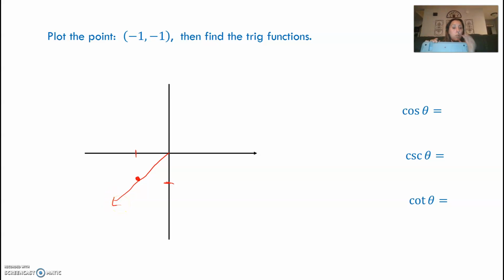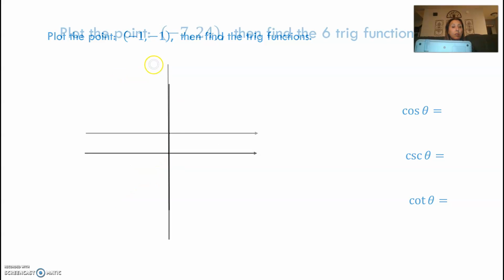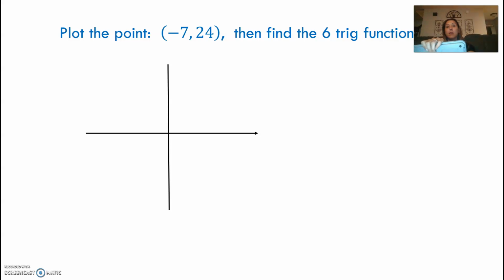Alright, so if we draw our triangle, then I know that this is -1 and this is -1. So this has to be the square root of 2. I know that because -1 squared plus -1 squared gives 2, so the hypotenuse is the square root of 2.